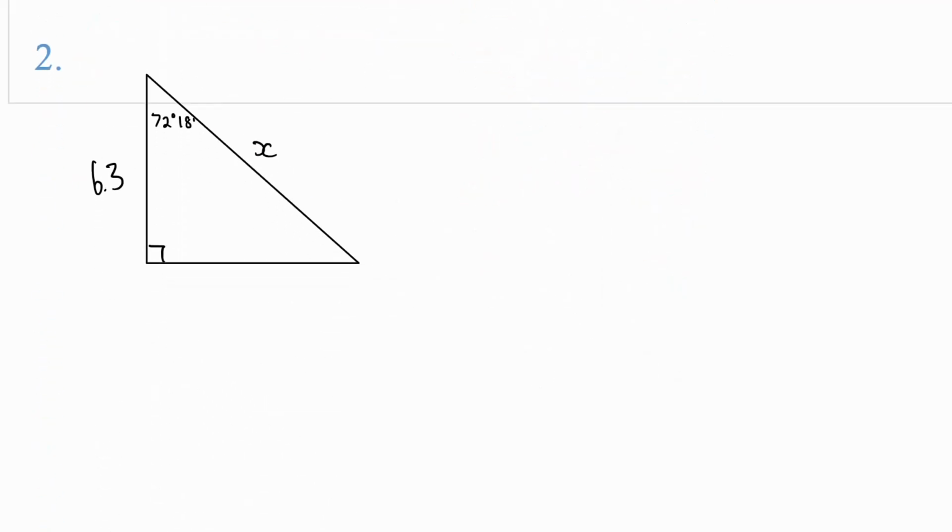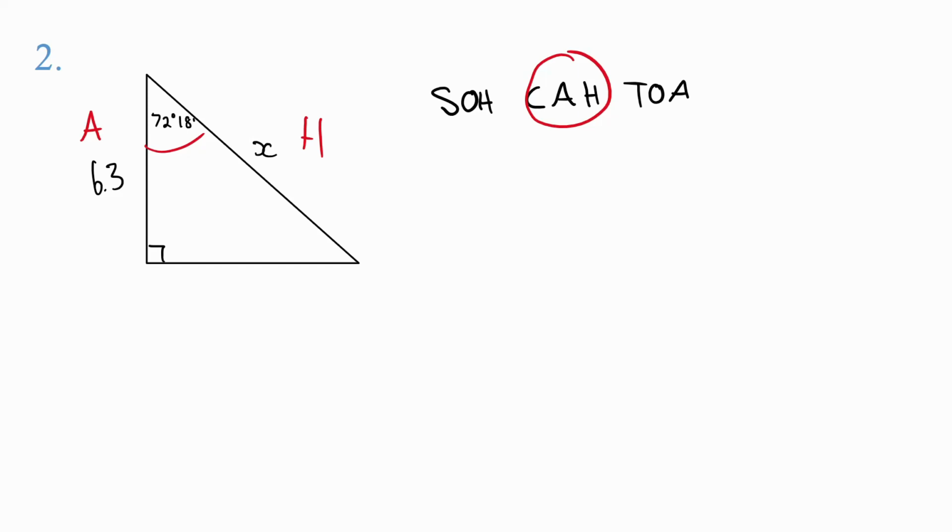This example will have the unknown as the denominator, but we're going to do the same thing. Here we are looking at this. We have H over here, and then we have A over here. So again, I can write out SOHCAHTOA. I notice I have A and H, so I know I'm dealing with cos. So we have cos theta equals A over H.